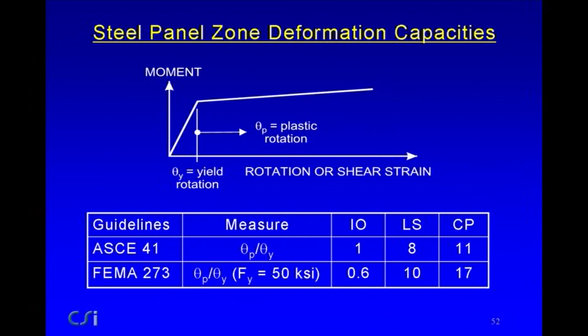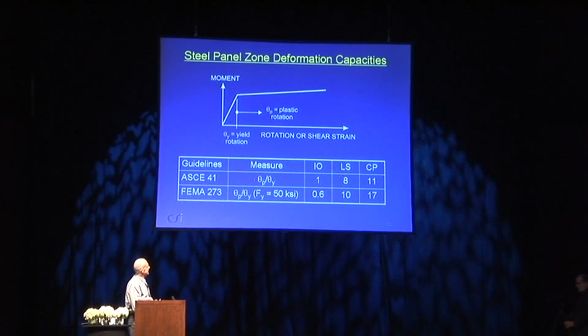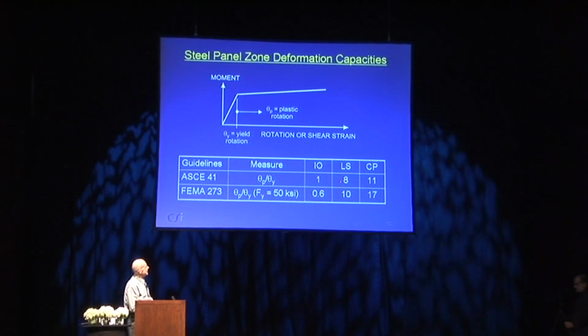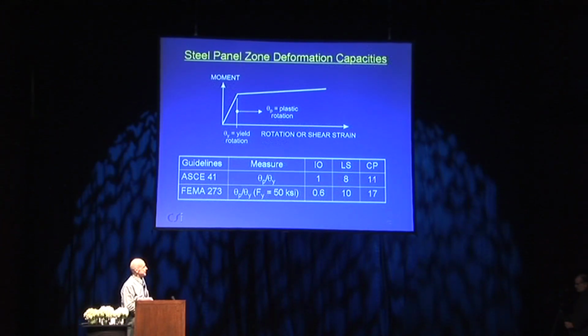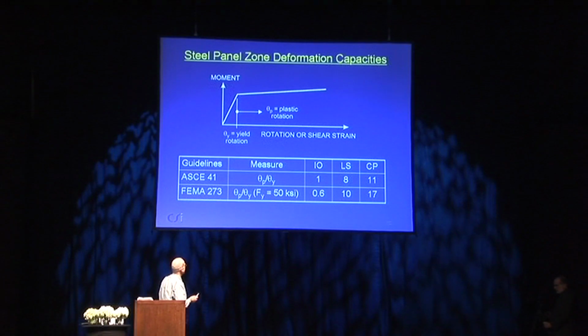ASCE 41 deformation capacities for panel zones. This is given, as before for steel, as a ratio of plastic to yield rotation: 1 for IO, and 8 and 11 for CP. For a beam, these were, if I remember correctly, 6 and 8 or something like that. It allows you rather more rotation than it would for a beam.